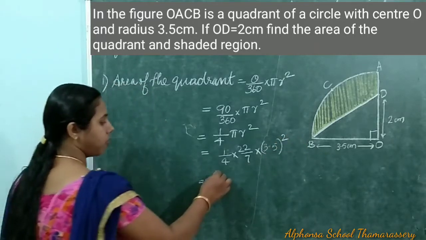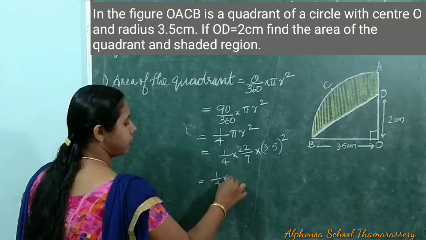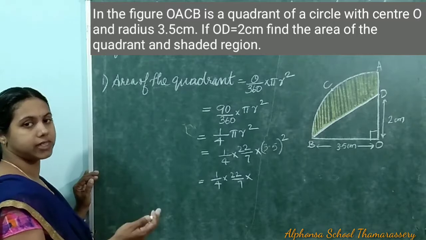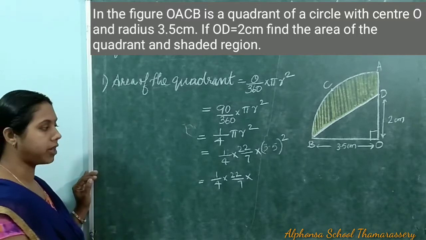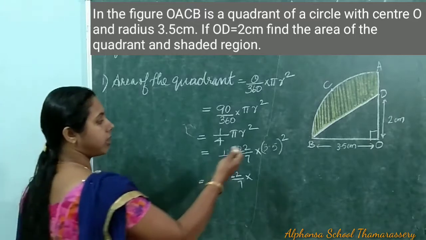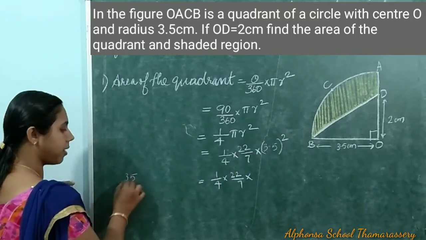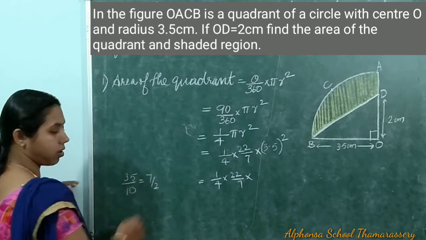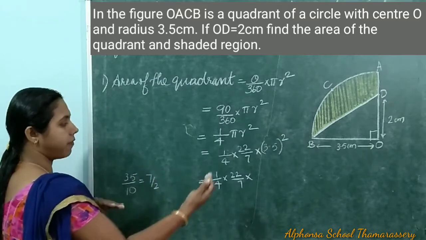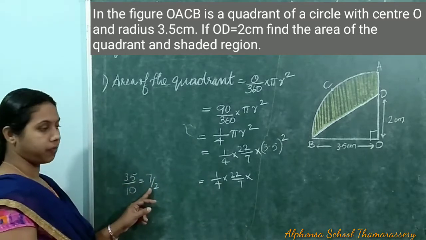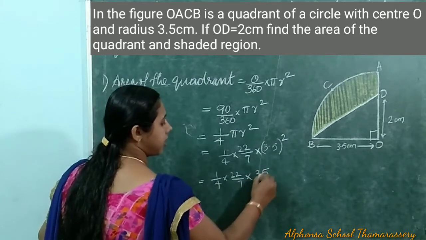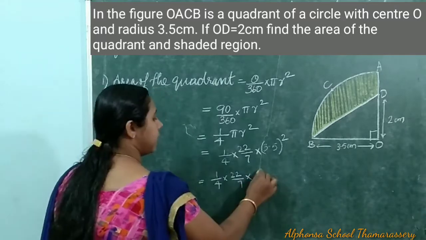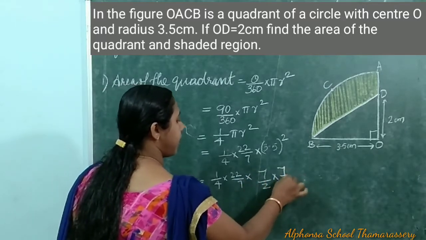That is equal to 1 by 4 into 22 by 7 into 3.5. We can change the decimal to fraction form, then your calculation will be a little easier. If you change 3.5 to fraction form, it will be 35 by 10. The lowest form, with 5 as the common factor, is 7 by 2. So instead of writing 35 by 10 into 35 by 10, you can write the lowest form, 7 by 2 into 7 by 2.